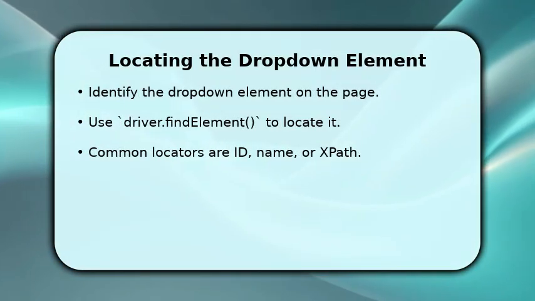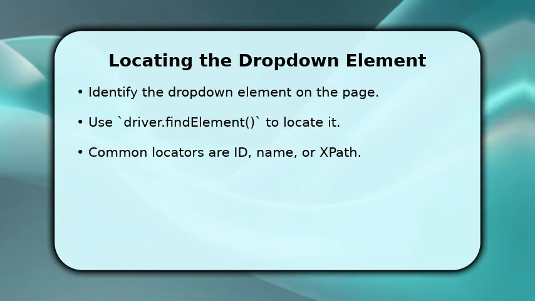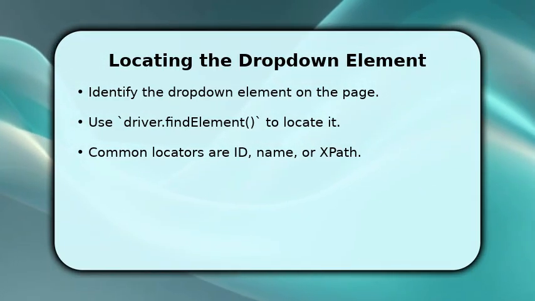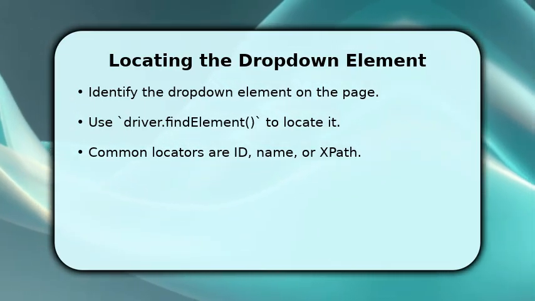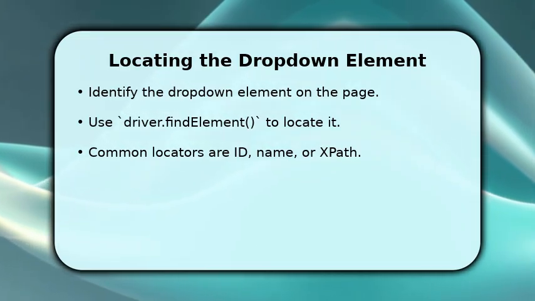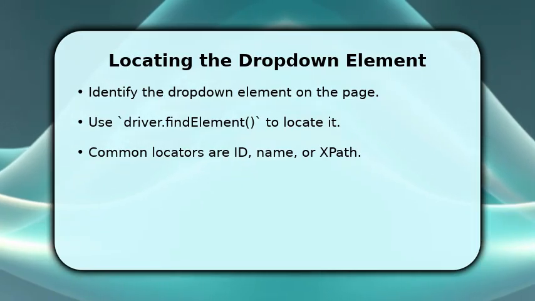Before you can interact with a dropdown, you need to locate it on the web page. You'll use the driver.findElement method, just like with any other web element. Good locators include the element's ID, its name attribute, or a robust XPath. Once found, store this element in a WebElement variable, which will then be used to instantiate the Select class.